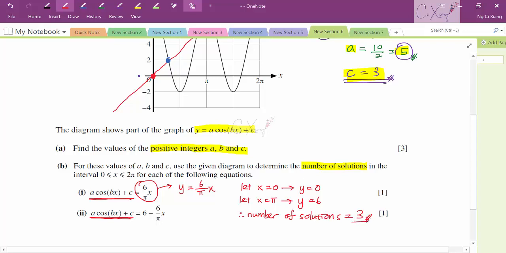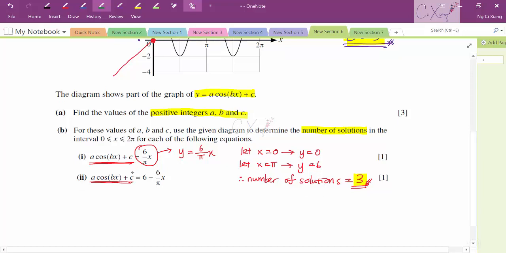So for this part, for the line y equals 6x over pi and the original graph y in the diagram, they have 3 intersection points, which also means that they have 3 solutions for this equation.